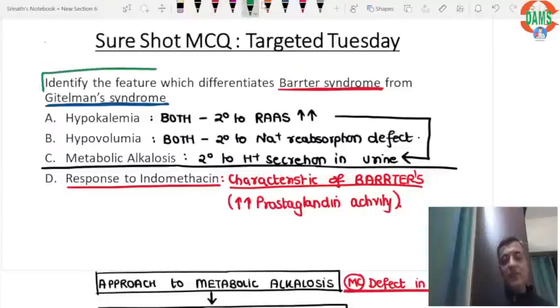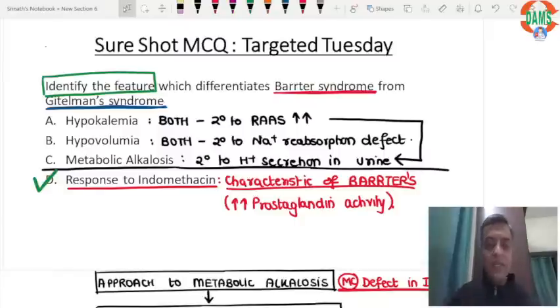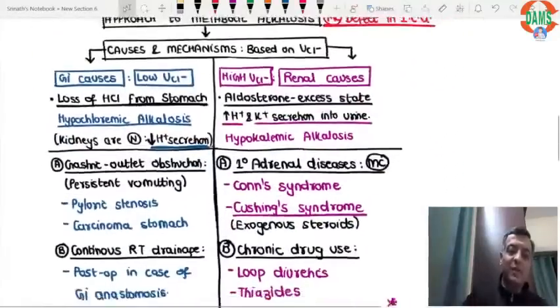That is why it is the feature which differentiates between the two. What is our question of the day? Identify the feature, that is, response to indomethacin. I chose the question because we may feel it is common. This is a question from INI-CET, and we know that these topics are repeatedly asked in different formats. Still we are asked causes of metabolic alkalosis. So I have given you an approach table here.